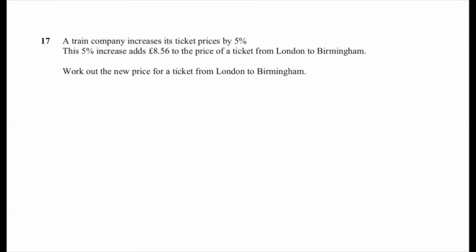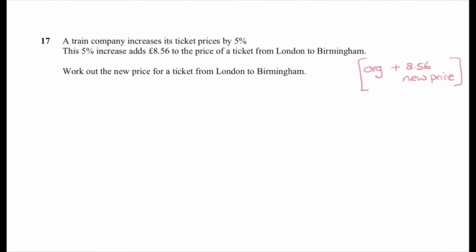Okay, we have a train company increasing its ticket prices by 5%. This 5% increase adds £8.56, and you've got to work out the new price for a ticket from London to Birmingham. So what we know from the story is that there was an original price and £8.56 gets added to it to create the new price. So that's one way of looking at that.